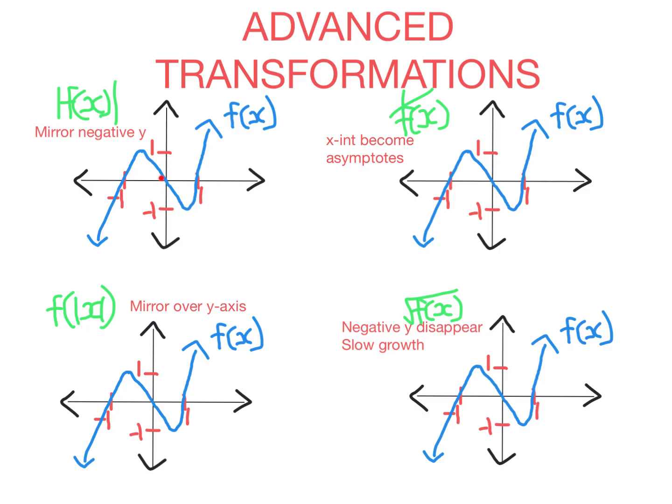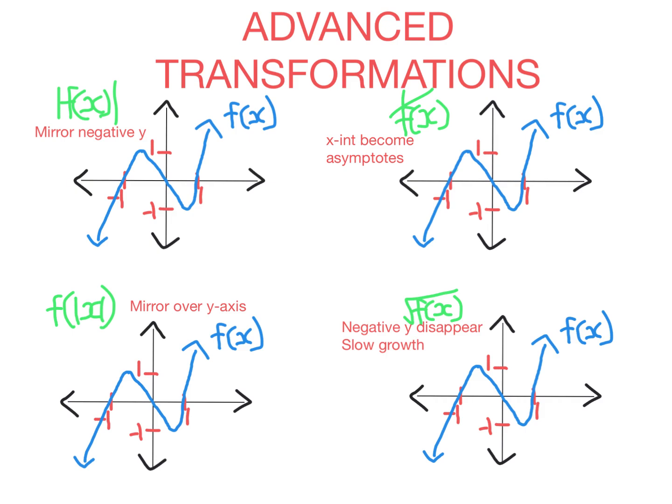Now clearly this blue graph constitutes a function. It would pass the vertical line test. Now when I want to transform from this graph to this graph, the main thing I need to do is mirror any negative y values. So what do I mean by that? Well, you can see that y values are negative in this region of the graph and in this region of the graph. So they are going to get mirrored.